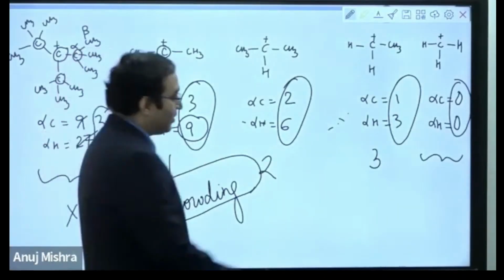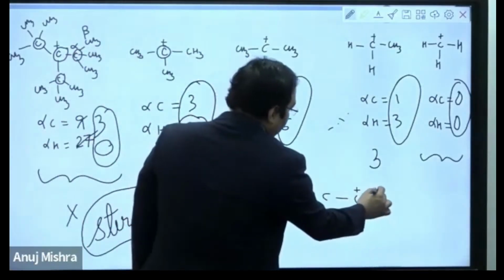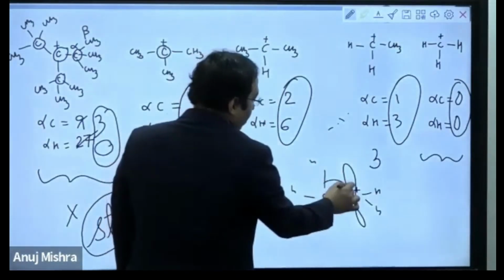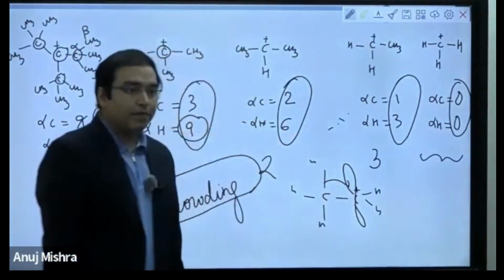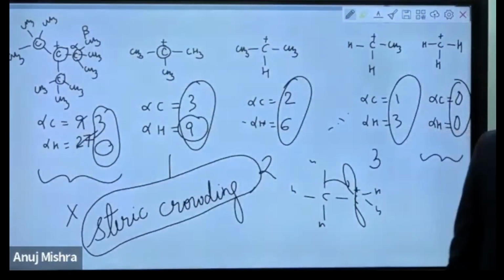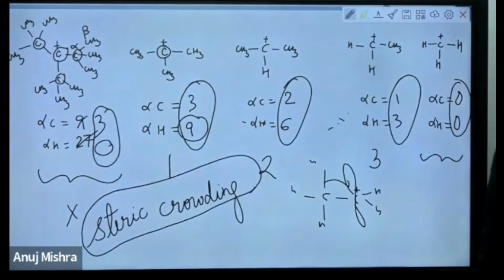Okay, thanks. Yeah, same thing. C plus. I got it. Can I recall this? Okay. So this is the first case which is telling you about carbocation stability.